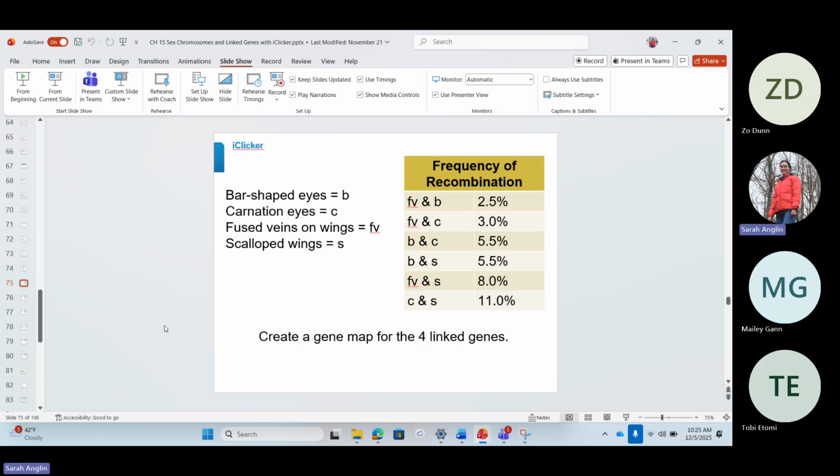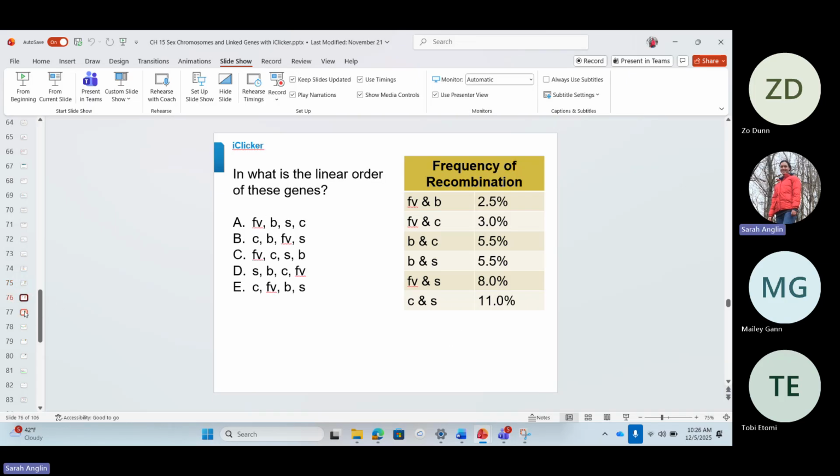All right, so let's take a peek at what the answer is. Those were our options. Your answer should have a line for that chromosome, and it most likely will say C, F, V, B, and then S. Do you have any questions on how I got that answer?